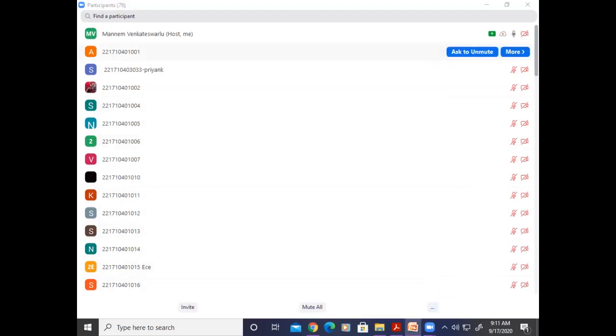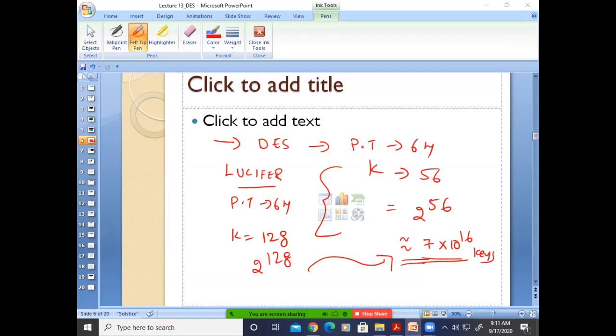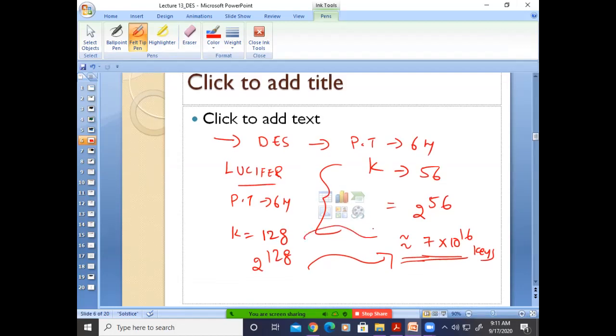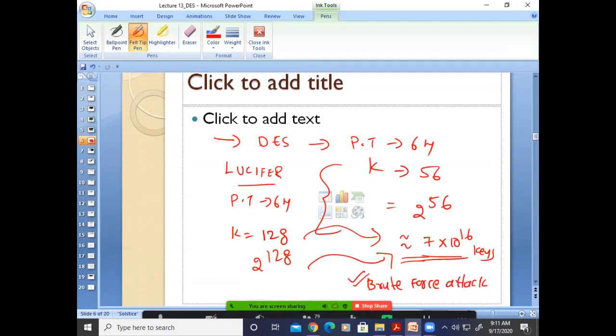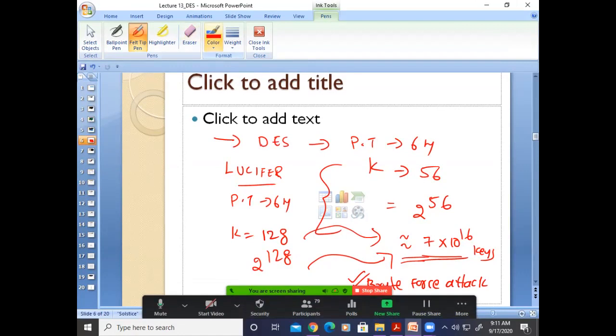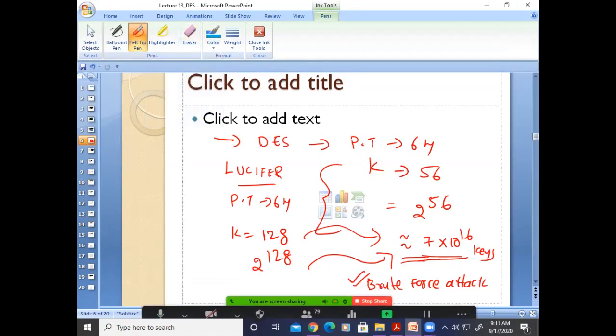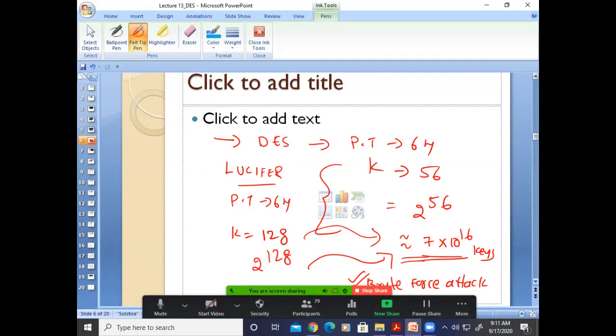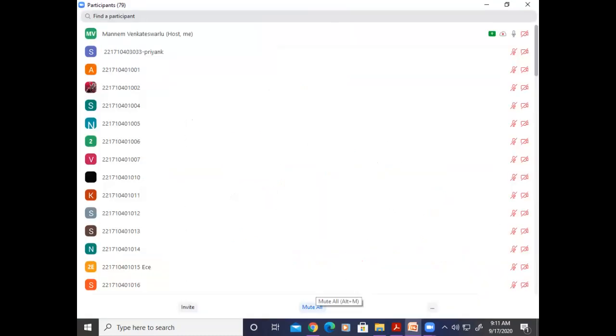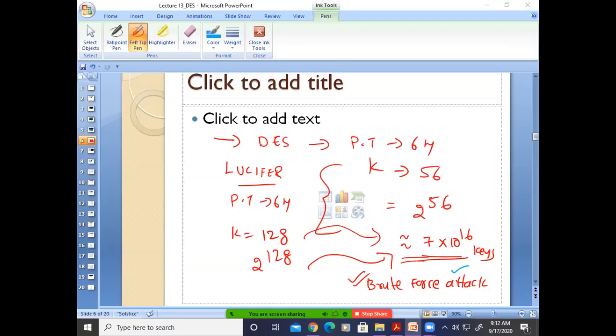So one criticism of DES was the key size. There may be a possibility of decrypting or decoding it by brute force attack. So what is a brute force attack? Anyone, please tell me. Does anyone know what a brute force attack is? Please respond. No one knows? Some kind of hack, sir.